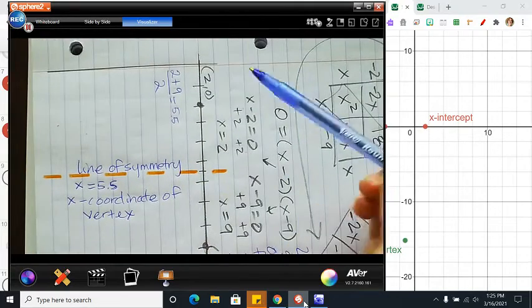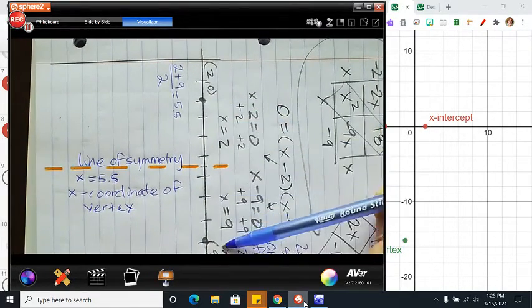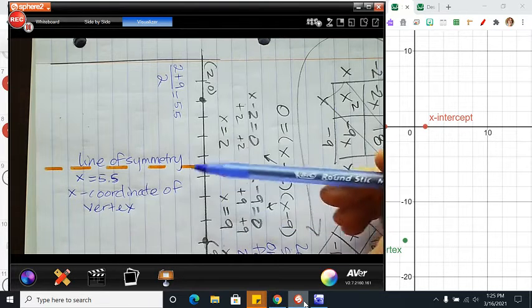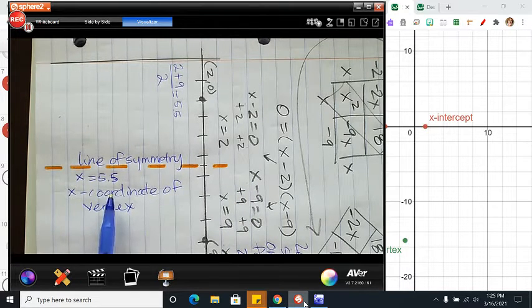So you want to get your line of symmetry by averaging your two x-intercepts together. You want to put a dotted line where that line of symmetry is, and you want to write the equation for that line of symmetry. You want to write the words line of symmetry, and you want to write the words x-coordinate of vertex.